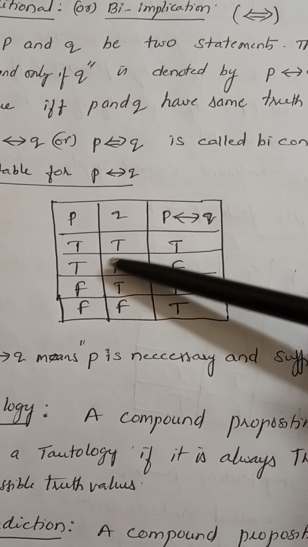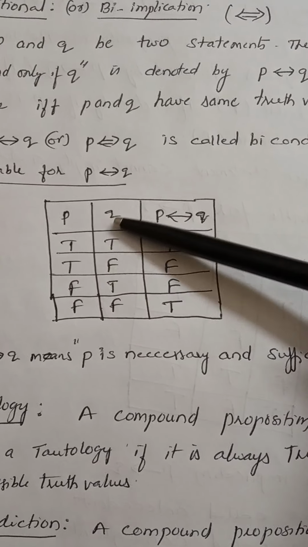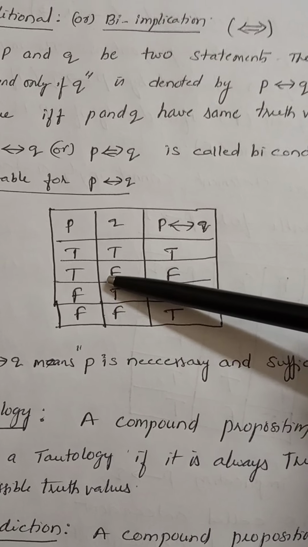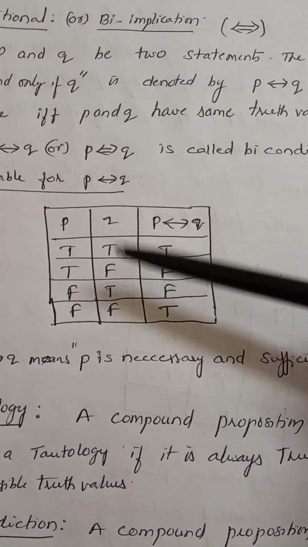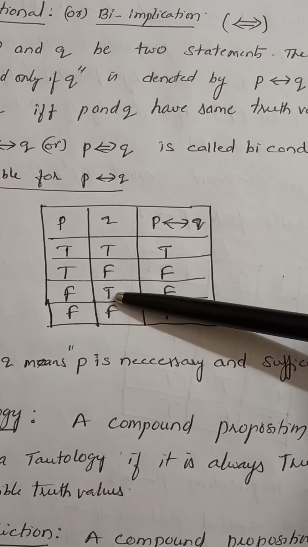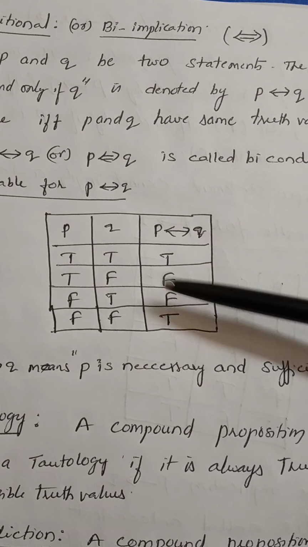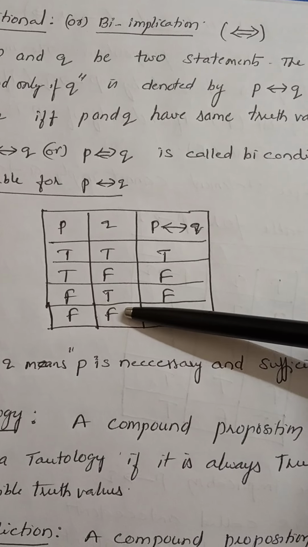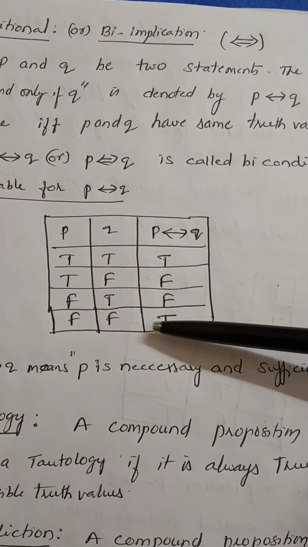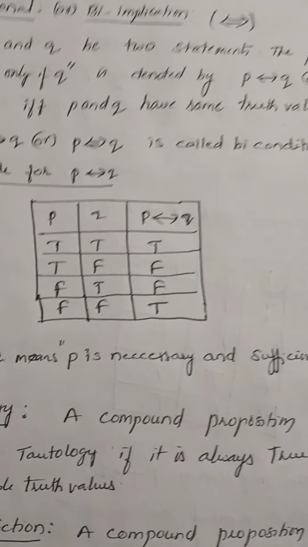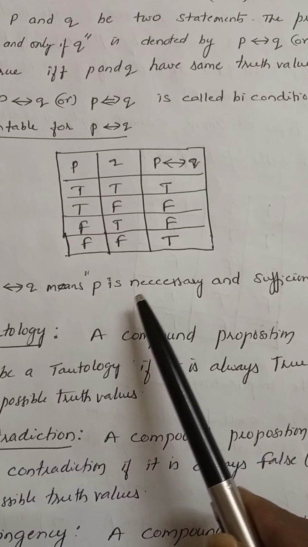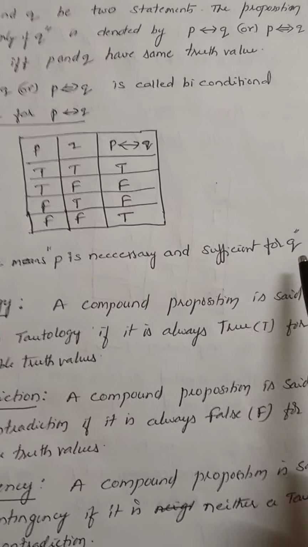Next one is true, false. P is true, Q is false. The answer is false because P and Q have different truth values. Next case, first one is false, second one is true, therefore the result is false. Fourth combination, false and false. Both P and Q have the same truth values, therefore it is true. This is called the biconditional. P double arrow Q means P is necessary and sufficient for Q.